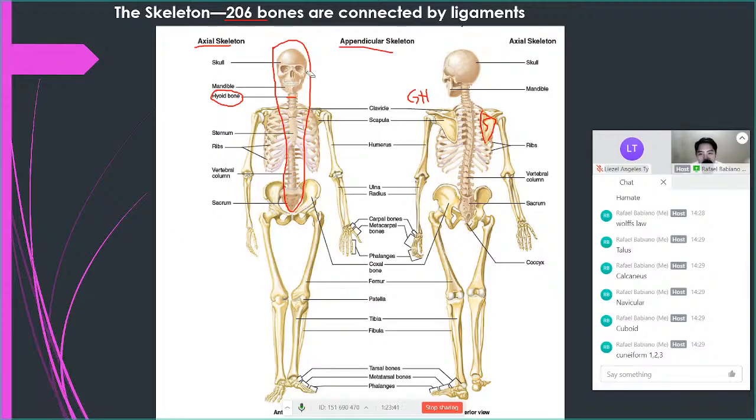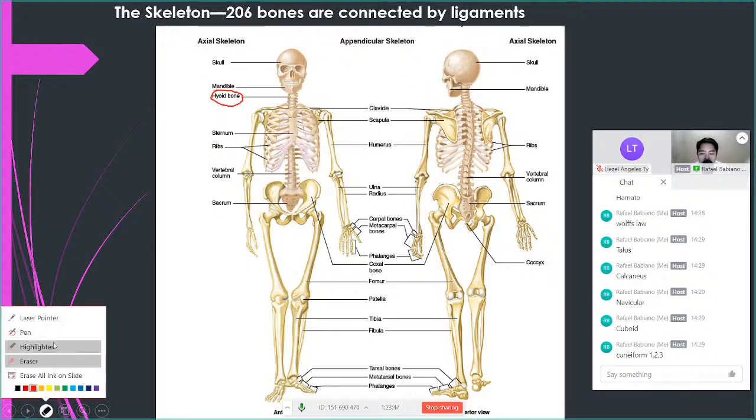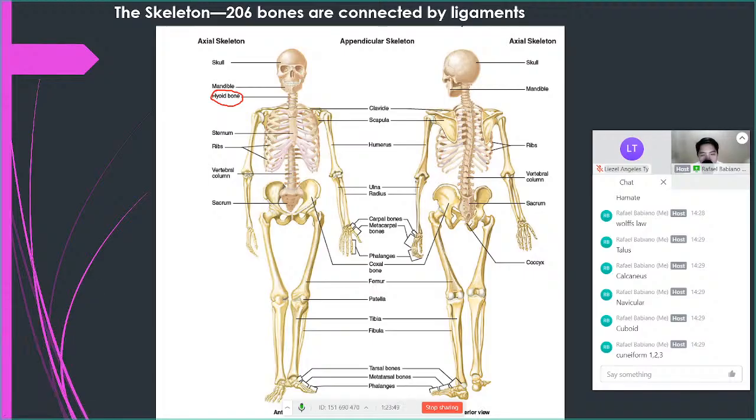So you just need to memorize all of those. As we continue discussing, it will come naturally to you. But we have practicals next week, so I'm going to rush you to memorize it. So skull, 22 bones, right? Skull, cranial bones, and then facial bones.